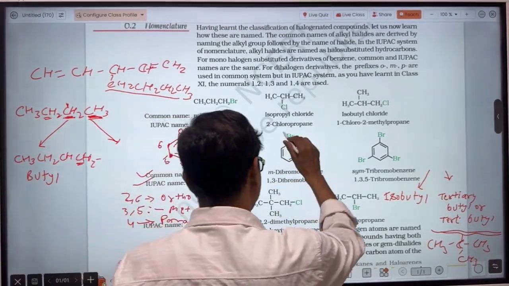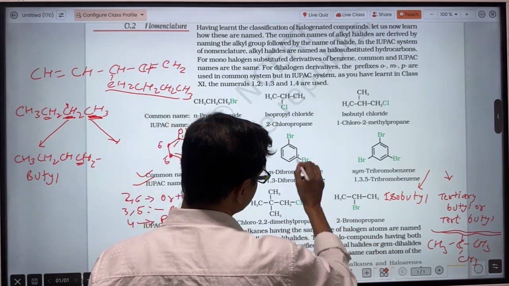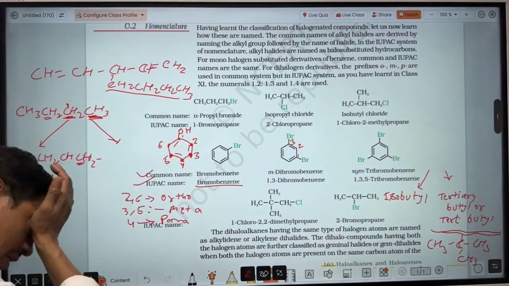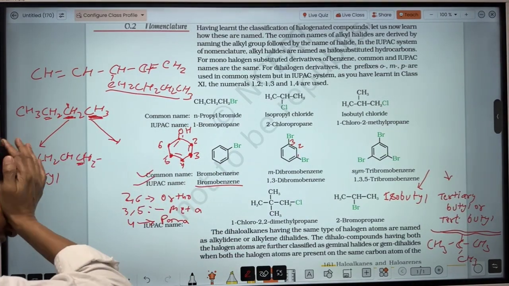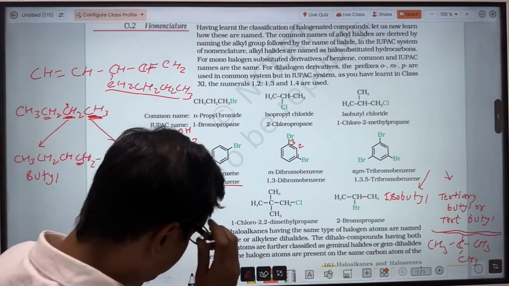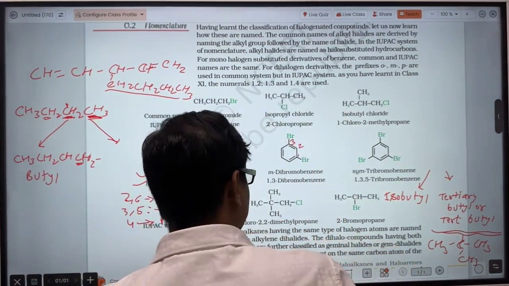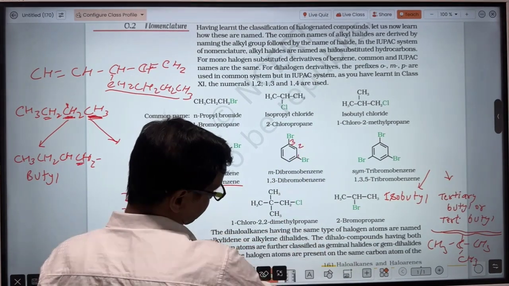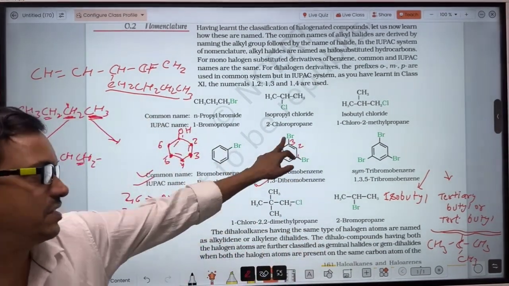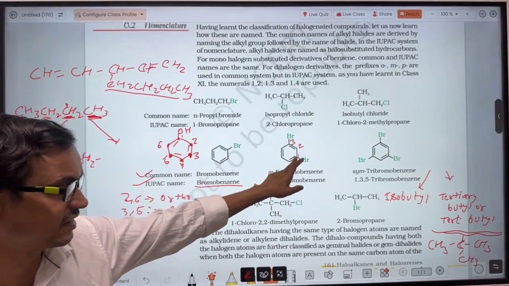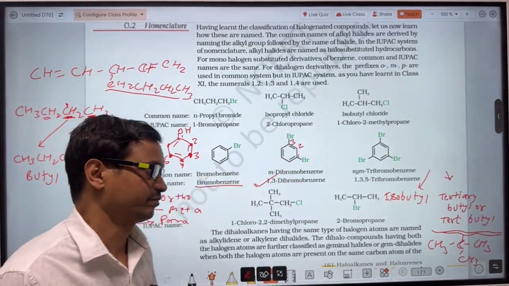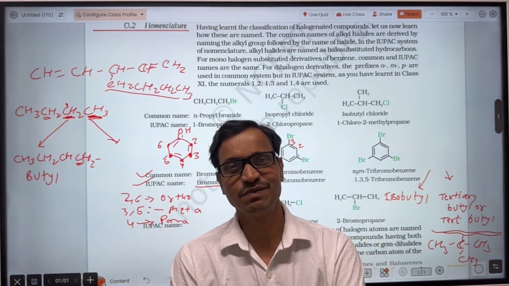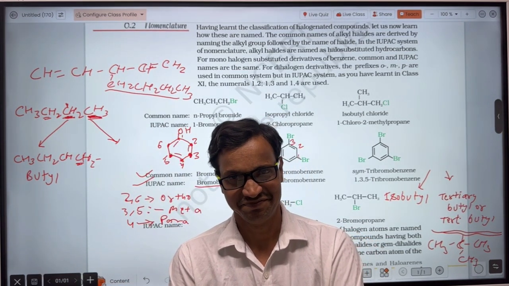In the same way, we can consider this other carbon as 1. So it will be 2 and it will be 3. Here also bromine is at the first position and at the third position. So this compound will be called 1,3-dibromobenzene. So either you consider this carbon as the first carbon or this carbon as the first carbon, the IUPAC name will be the same. The IUPAC name has been provided so that there will be a unique name for a compound.